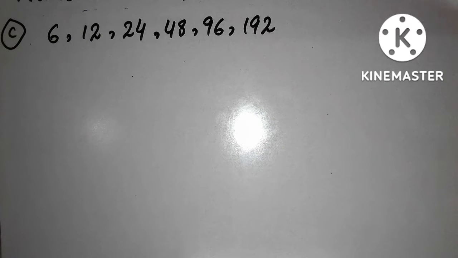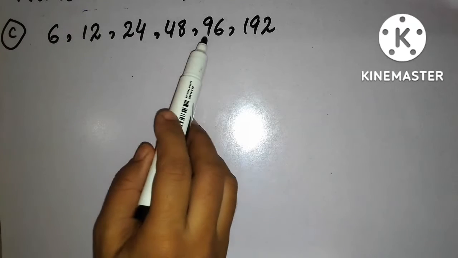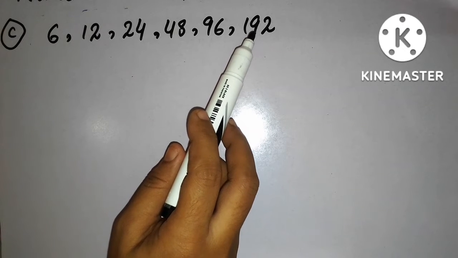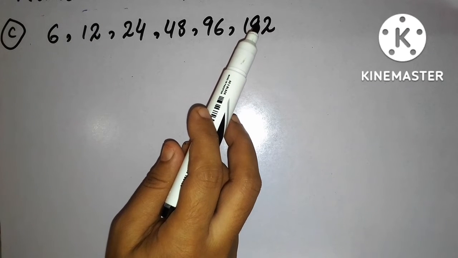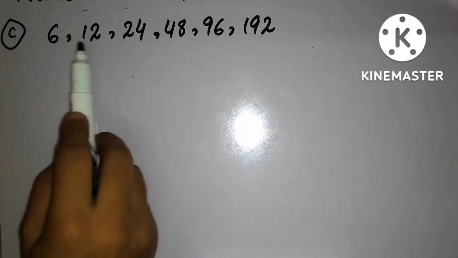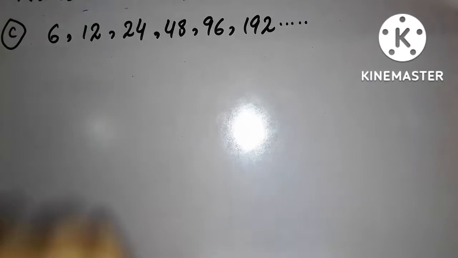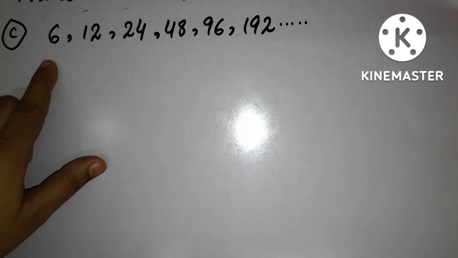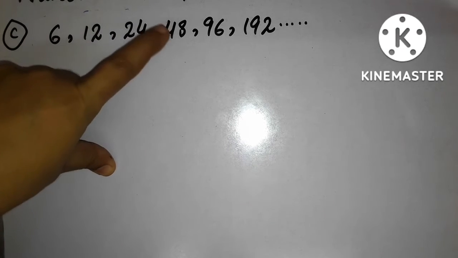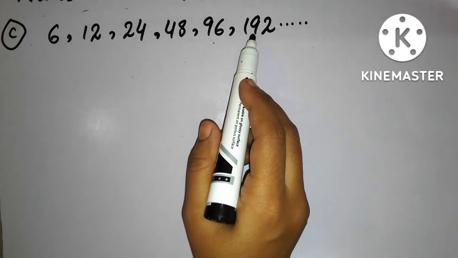Okay, now this is the C part, and in this C part we have 6, 12, 24, 48, 96 and 192. So in the first pattern something is adding, in the second pattern something is subtracting. So let's check, maybe here we have to do something else. 6, 12, 24, 48, 96 and 192. We can check 6 to 12, 12 to 24, 24 to 48, 48 to 96 and then 96 to 192.